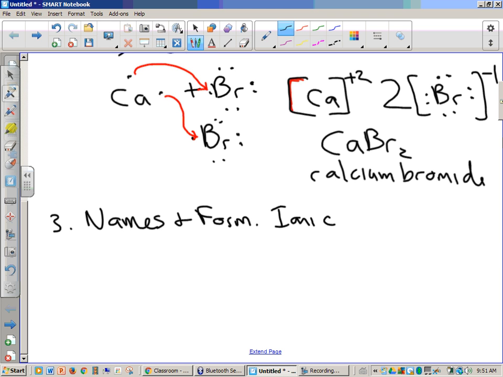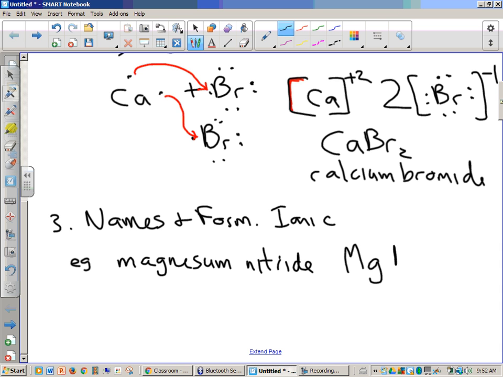Okay. I'm just going to do a couple of examples here. For example, I'm going to pick magnesium nitride. This is where we did that crossover of the charges to get the formula for ionic compounds. Some of you were getting really good that you didn't need to write those charges down, but I'm going to write them this time.